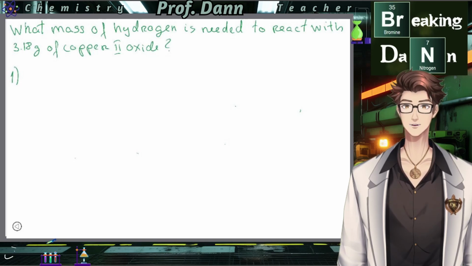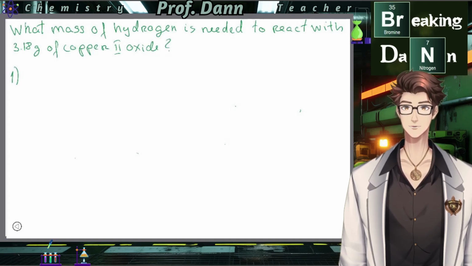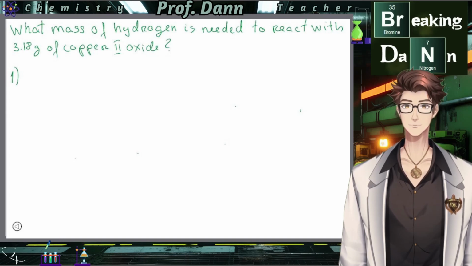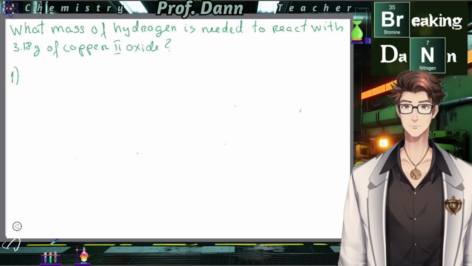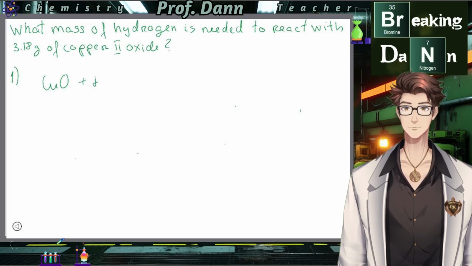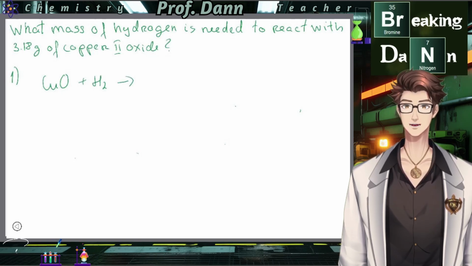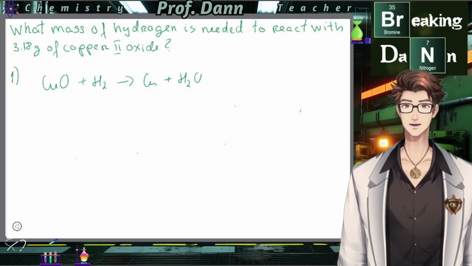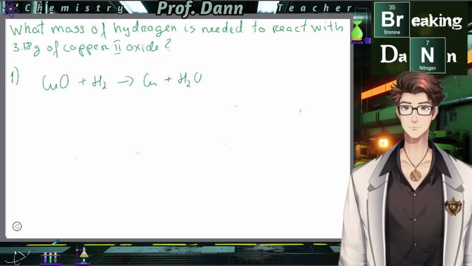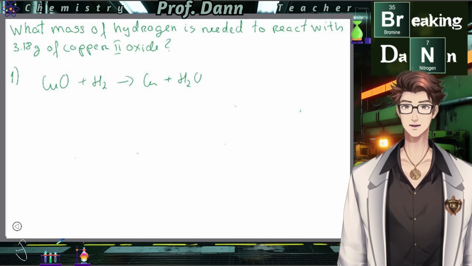As we can see from the task, we have to write a chemical equation. Therefore, the reaction between copper oxide and hydrogen can be represented by the following chemical equation. So, copper oxide plus hydrogen forms copper and H2O.